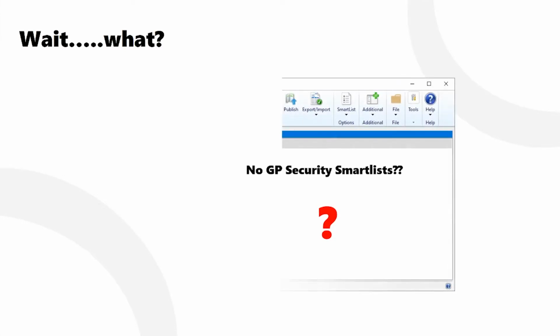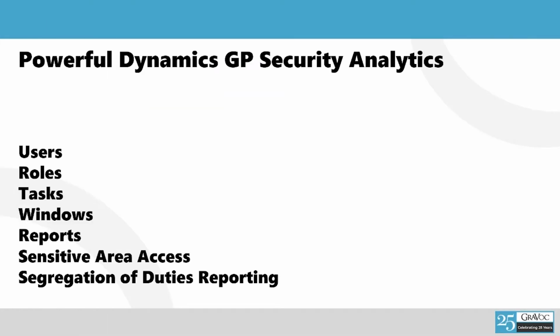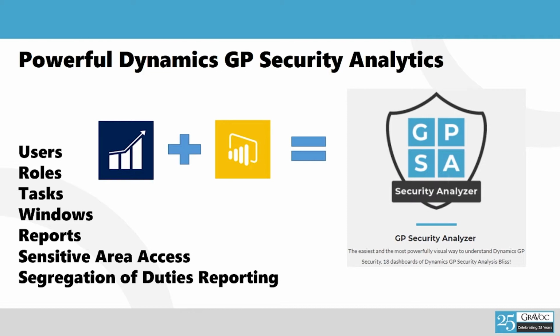Unfortunately, Dynamics GP does not have a security-related SmartList out of the box. Sure didn't make this easy, but we can certainly help. The idea I want to share with you today is how you can use Microsoft Power BI to quickly identify if your system, company, users, and roles are configured in a way that puts appropriate safeguards on the creation and flow of data through the system.